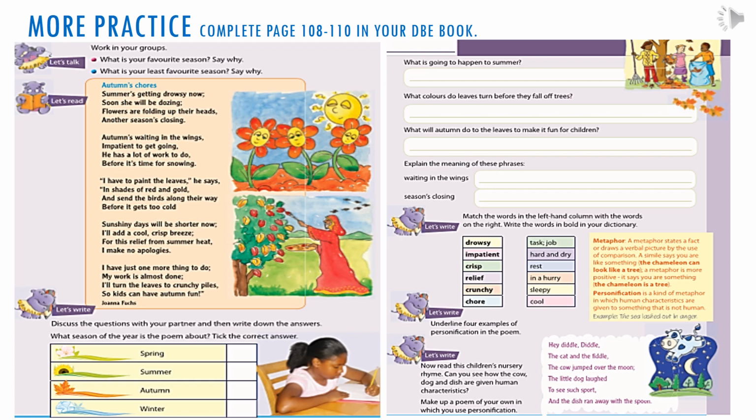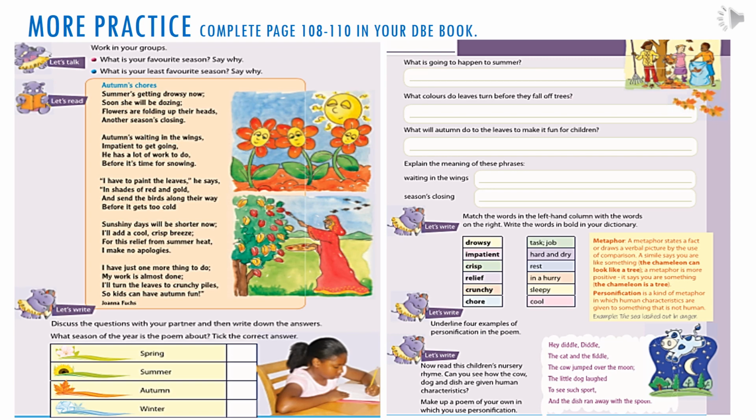I'm going to start at the top of stanza 5 again. "I have just one more thing to do. My work is almost done. I'll turn the leaves to crunchy piles so kids can have autumn fun." In autumn, the leaves start falling from the trees and lots of children might jump in them and roll around in them and have a good time. And that's what he's talking about.